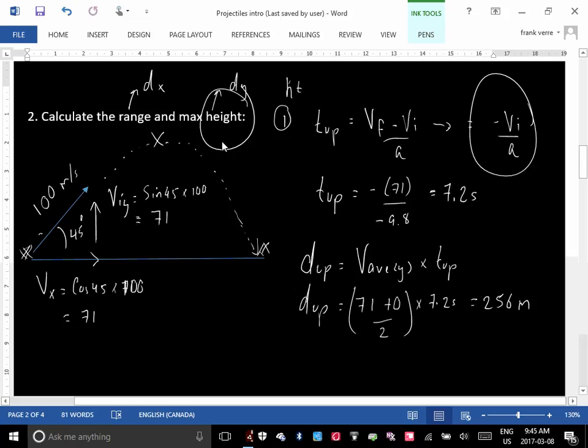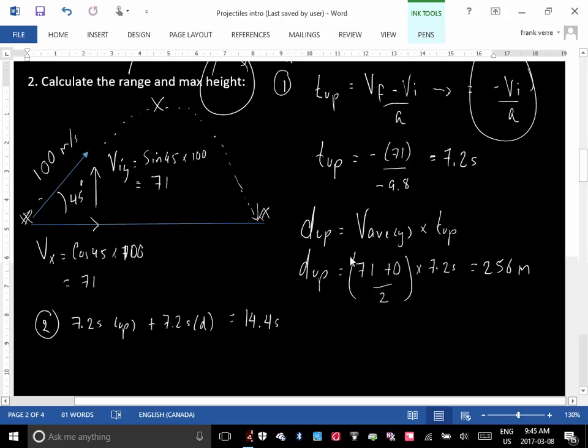Alright, so how do we do range now? Now, because this is perfectly symmetrical, I want you to think about how long does this projectile take to go up and come down. Double the time. So, 7.2 seconds to go up and 7.2 seconds to go down. The total time this projectile is in the air is about 14.4 seconds.